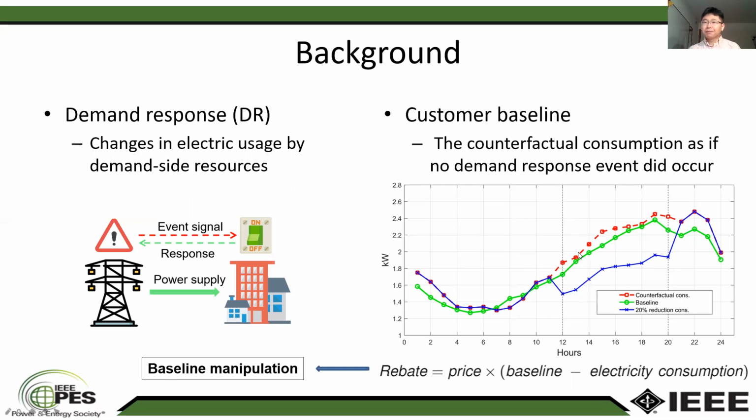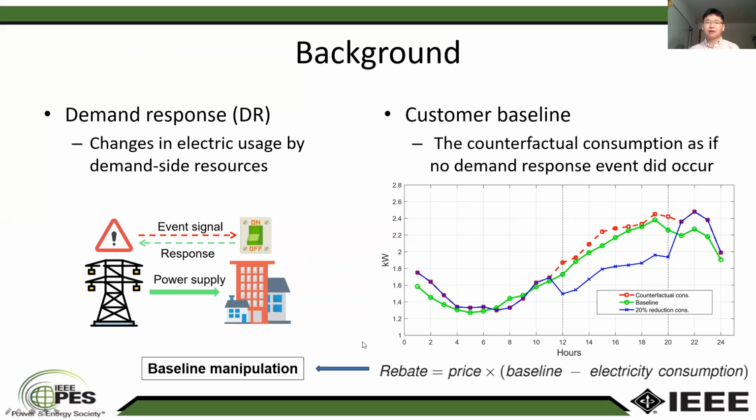The baseline needs to be estimated. Here is the green line. The difference between the estimated baseline and the actual consumption will be used to determine the rebate to the customer, because the customer has more information about their own baseline.